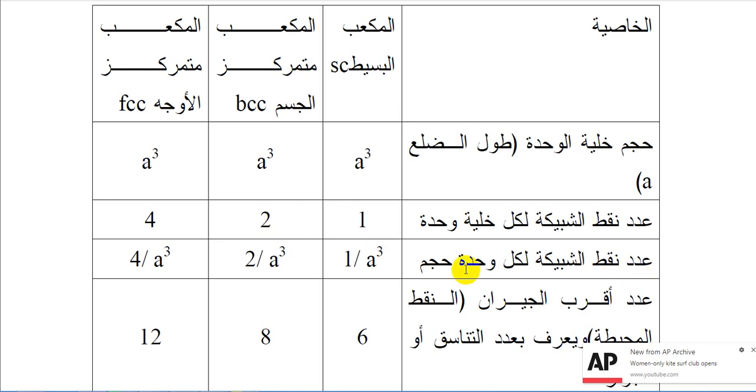The amount of lattice points for each unit volume. يعني عدد نقاط الشبيكة لكل وحدة حجم: 1 إلى أي تكعيب، كما ترون 2 إلى أي تكعيب، و4 إلى أي تكعيب. لكل وحدة حجم، يعني عدد النقاط إلى وحدة الحجم.